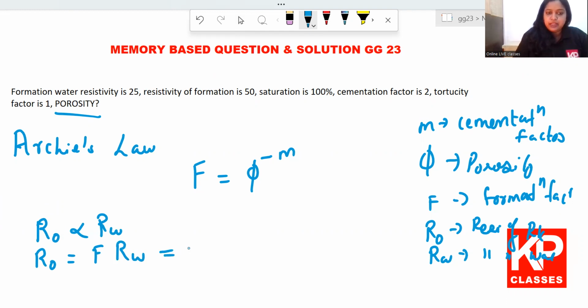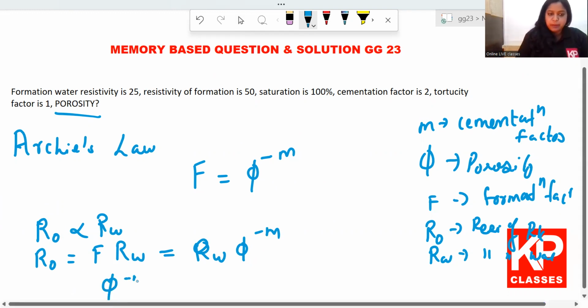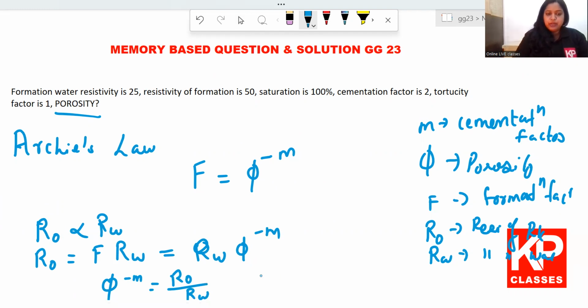So here, if I rewrite the equation using Archie's first law terminology, RO is equal to RW into phi raised to minus M. We have all the values provided over here. RW is given, the RO value is given, M value is also given. We can easily calculate the porosity. So phi raised to minus M is equal to RO divided by RW.